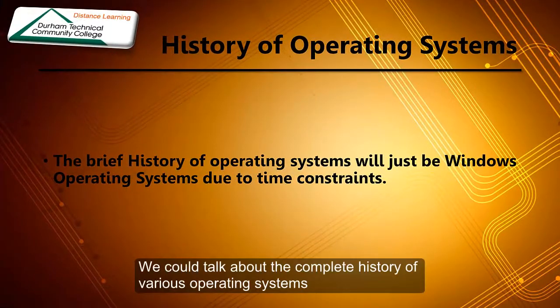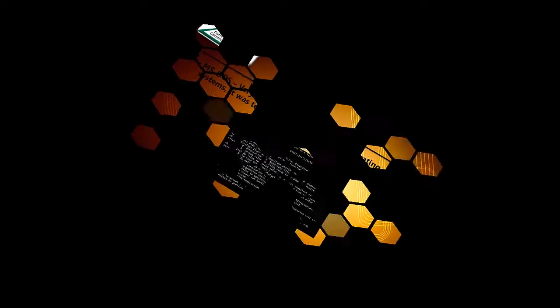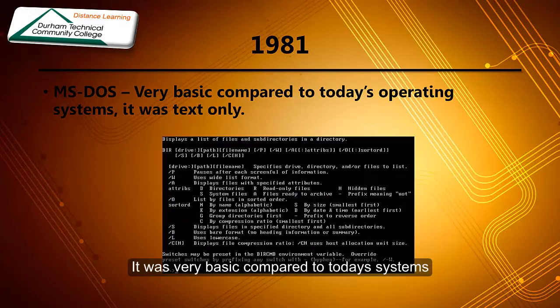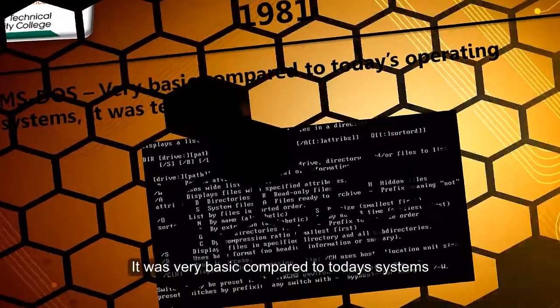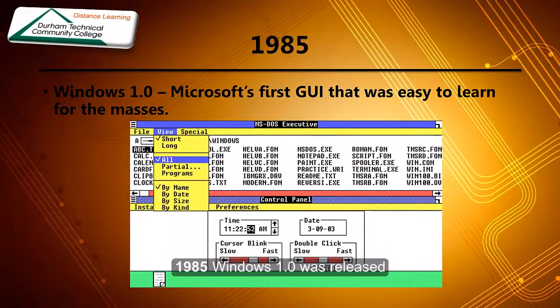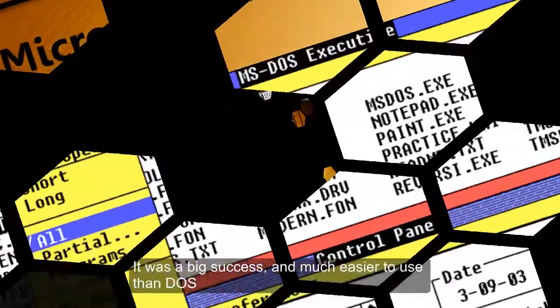We could talk about the complete history of various operating systems, which would take too much time for this video, so I'll spare you. In 1981, MS-DOS was released. It was very basic compared to today's operating systems. 1985, Windows 1.0 was released. It was a big success and much easier to use than DOS.